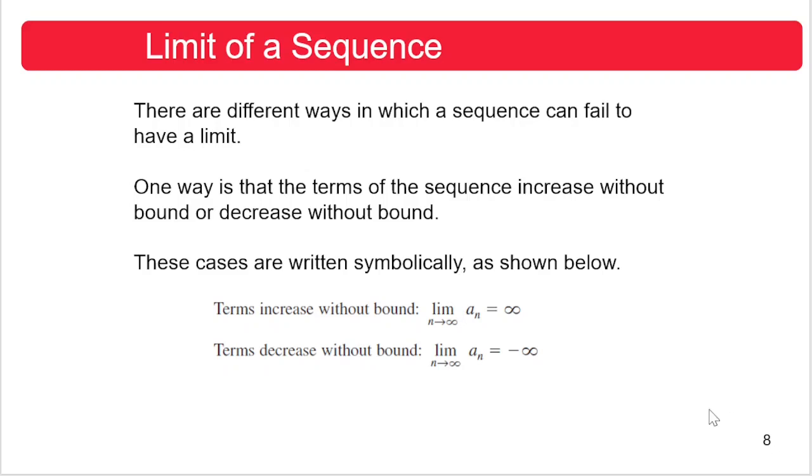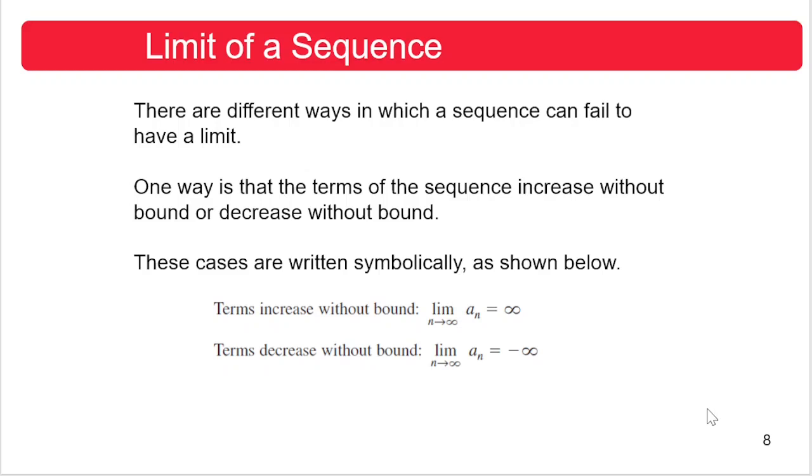There are two types of sequences. The first type are those sequences with limits or with limiting values, and the second type are those sequences without limiting values. What we have learned in the previous slides are sequences with limiting values. But how about those sequences without limiting values? There are two different ways in which a sequence can fail to have a limit. One way is that the terms of the sequence increase without bound, and the second is that they decrease without bound. These cases are written symbolically as shown below.